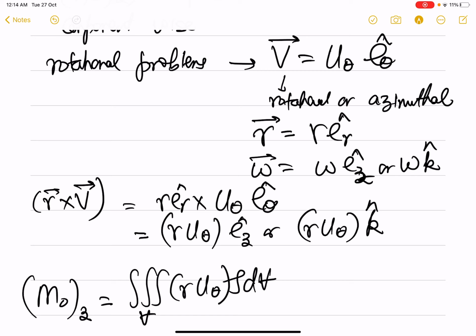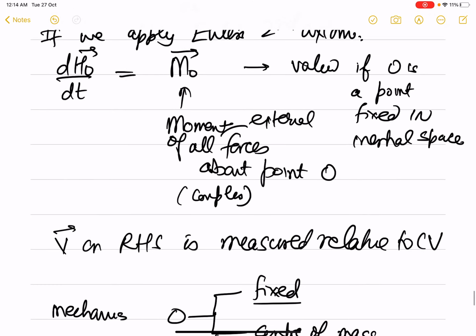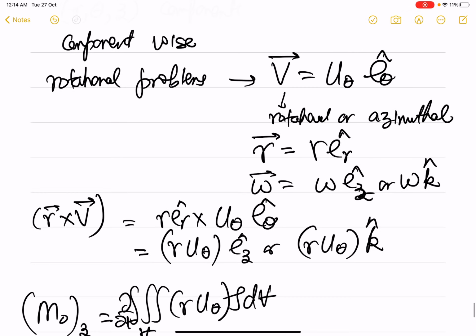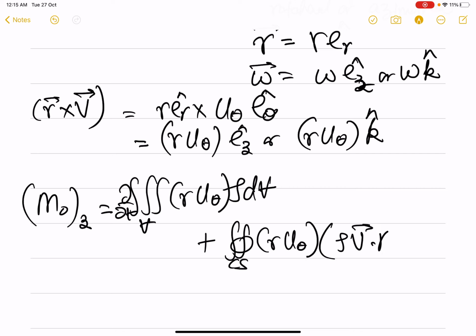Sorry, there's a d by dt term here. I think I may have missed it, though I've kept it up there. So d by dt of this term plus the integral over the control surface of r u theta times rho v dot n dA.